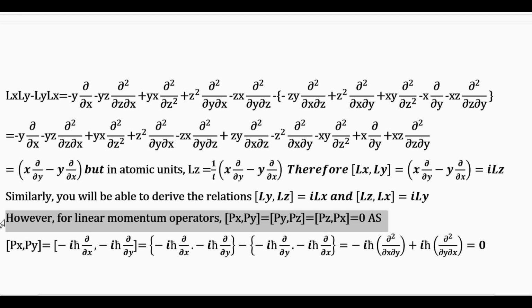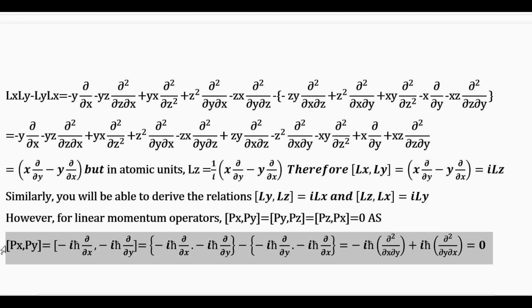Now there is one interesting thing, that you have seen that the x and y components of angular momentum do not commute, it is not equal to 0, but for linear momentum it is going to be 0. It is a very short description, I will show you. Say if you take the x component of linear momentum and the y component of linear momentum, that is px and py, then the commutator will be given like this. px is equal to minus i h cut delta by delta x, and py is equal to minus i h cut delta by delta y.